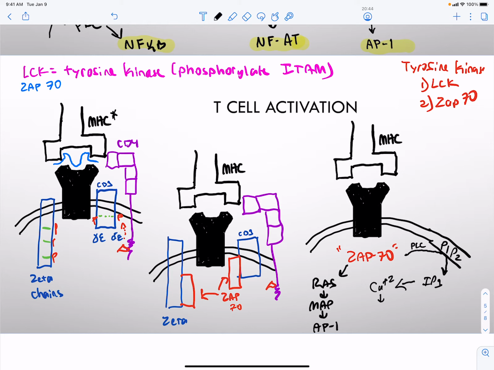and through calcineurin, we are going to get NFAT. And then PIP becomes DAG, diacylglycerol, and that's going to activate protein kinase C, and this is going to get our NF-kappa B. And so again, we have our 3 transcription factors, and those are going to go to the nucleus and turn on T cell specific genes.